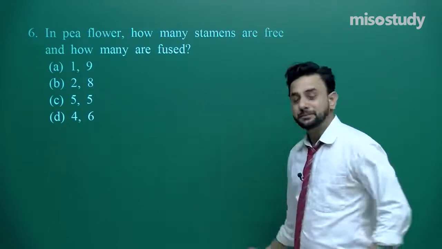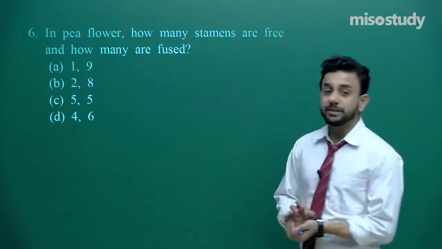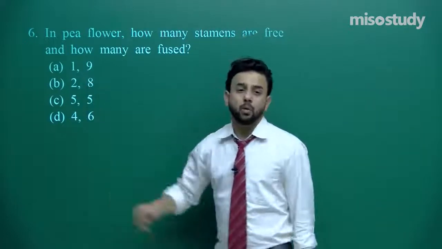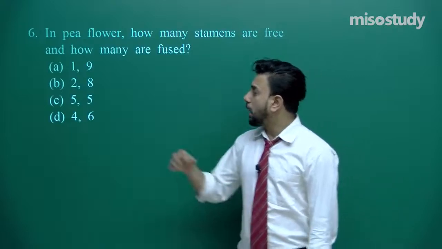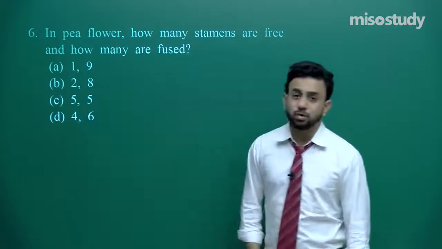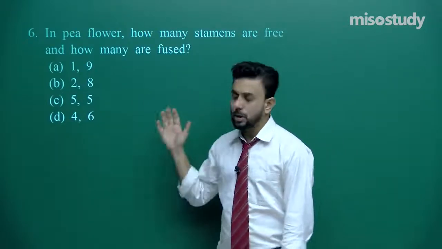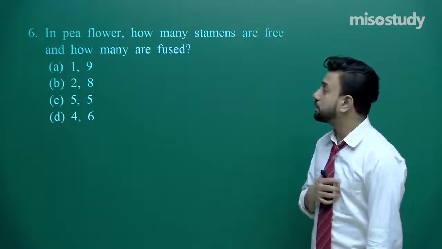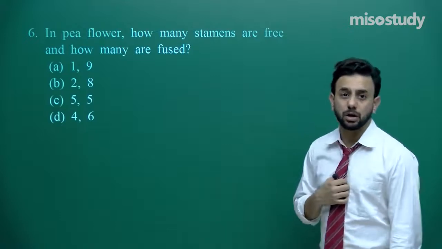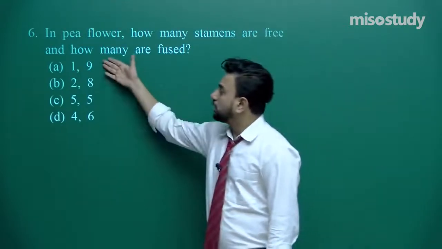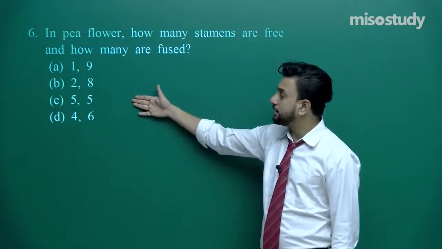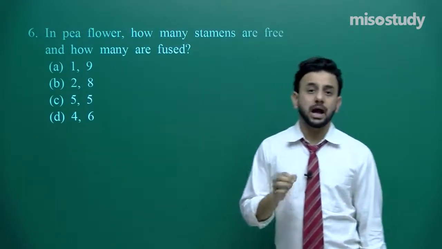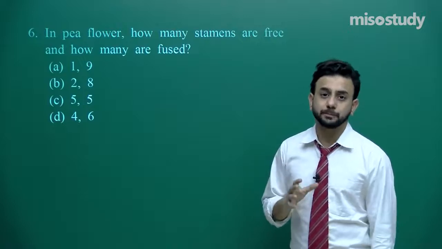So my dear friends, let us see the options. The options are: A, 1 and 9; B, 2 and 8; 5 and 5; and 4 and 6. Definitely one thing is clear from these options. If you do not know anything, you will get to know that the pea flower has 10 stamens in all. 1 plus 9 is 10, 2 plus 8 is 10, 5 plus 5 is 10, 4 plus 6 is 10. So there are 10 stamens in the pea flower, and you have gained this knowledge right now.